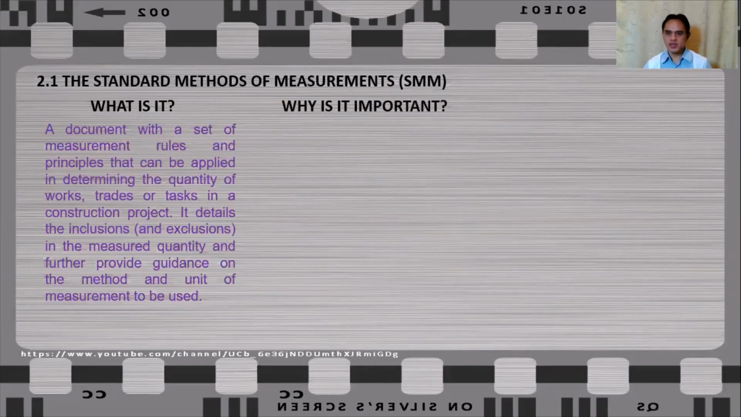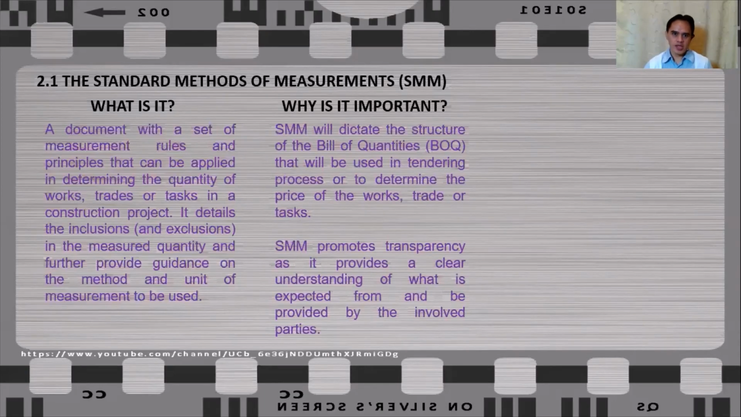Now, why is SMM important? Because SMM will dictate the structure of your bill of quantities or BOQ that will be used in tendering process to determine the price of works, trade, or task. And also, SMM promotes transparency as it provides a clear understanding of what is expected from and be provided by the involved parties.